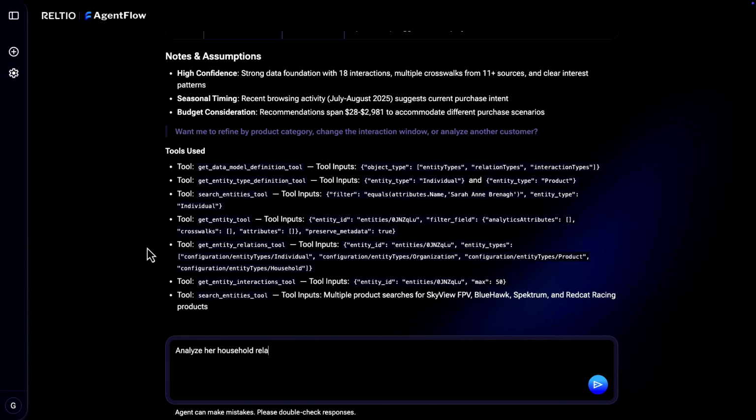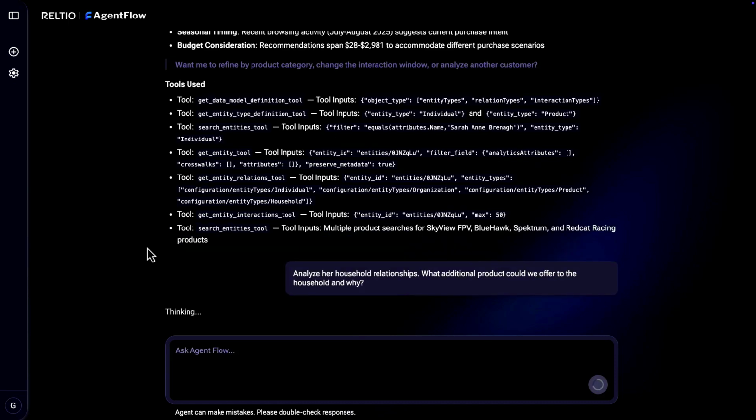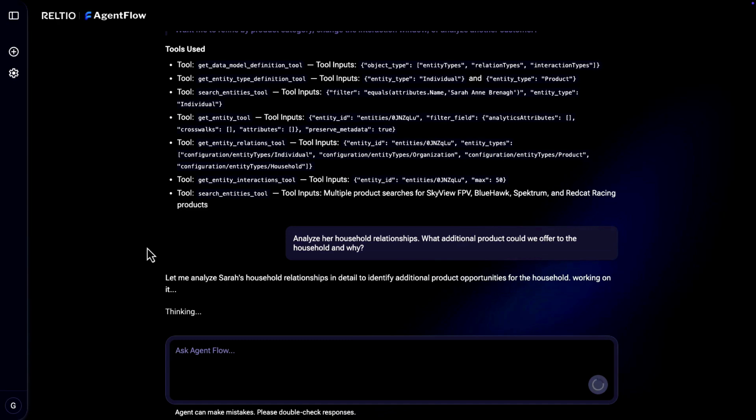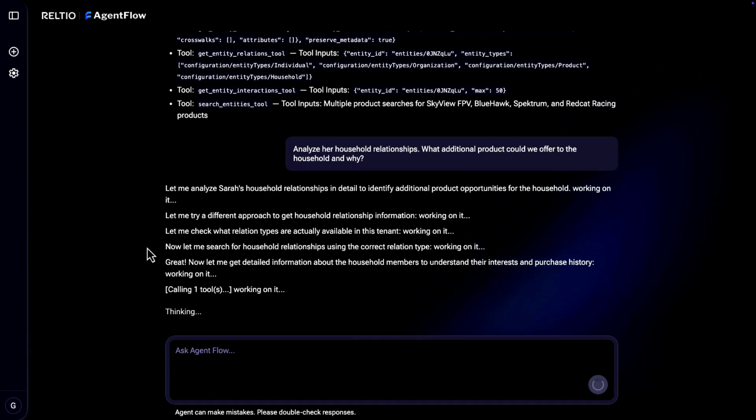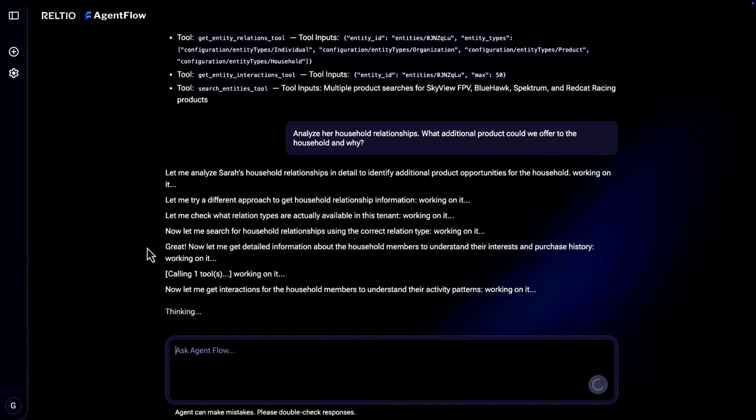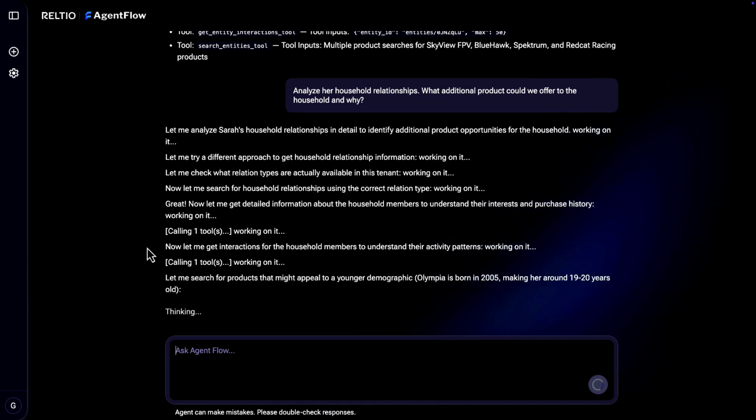Yeah, because at the end of the day, we have to be able to defend our decisions to present something to a customer, right? So we go a step further. We say, this is great, but if you look at the household, perhaps she's interested in buying something for her household, somebody else, a gift for somebody else, not just something for herself. So what would you recommend in that case?